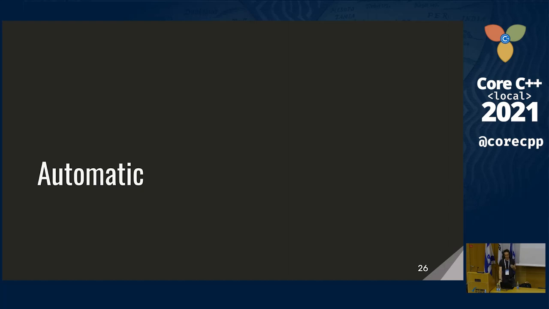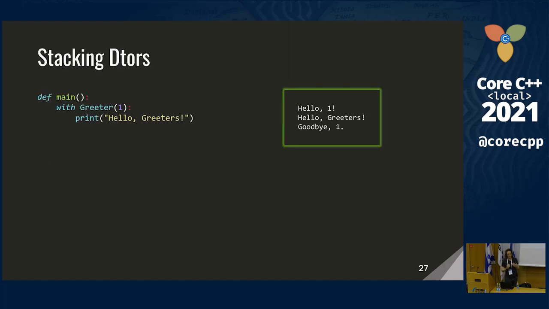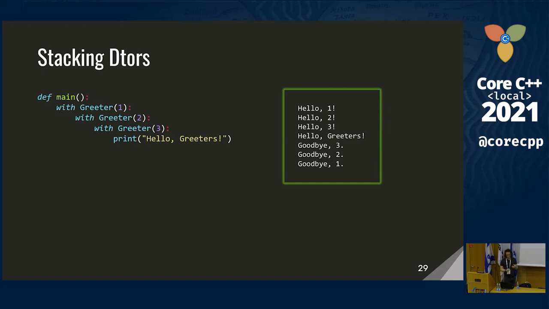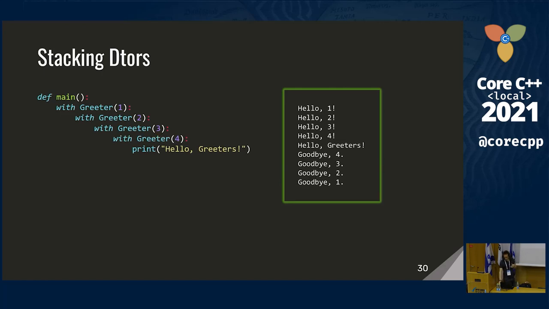First, automatic. Now, as we've seen, context managers are already automatic. We don't need to do much. We have one greeter, we create it, we print something in the middle, and everything works, and we can add another one, and another one. But as we keep adding more objects, the indentation keeps growing and growing, and it's going to get us at some point.